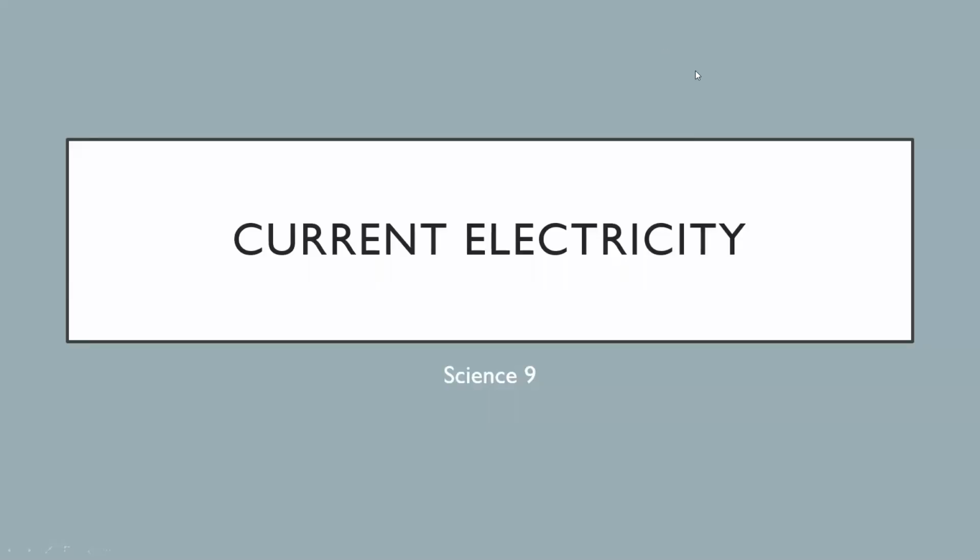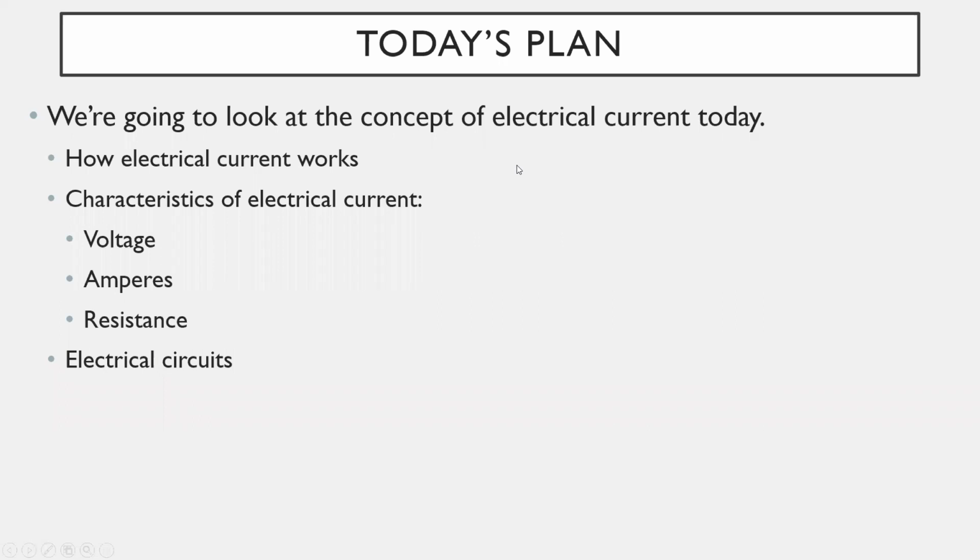So today we're going to move away from static electricity. We're going to talk more about current electricity, which is the more useful way of looking at electricity because it's how we use all of the electric devices that we use in our day-to-day lives. So we're going to look at the concept of electrical current today.